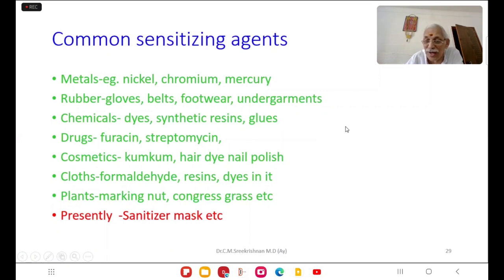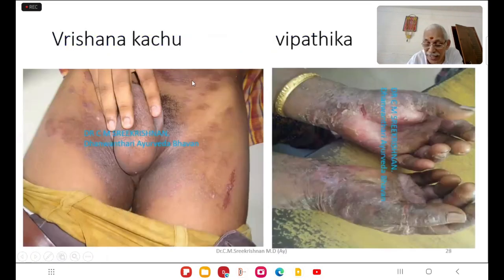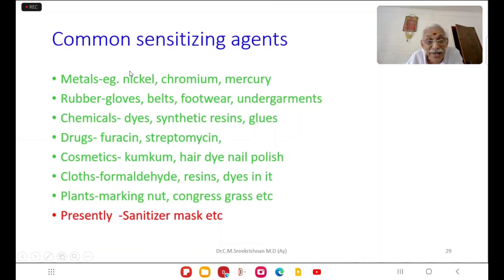Second is, what are the common sensitizing agents? I told you the gloves cause allergy. Like that, metals: nickel, chromium, mercury. Some ornaments made of nickel or chromium cause allergy. Rubber gloves, belts, footwear. Nowadays dentists are more prone to glove allergy. And chemical dyes, synthetic resin glues, drugs like streptomycin, cosmetics, kumkum, hair dye, and nail polish cause this allergy.